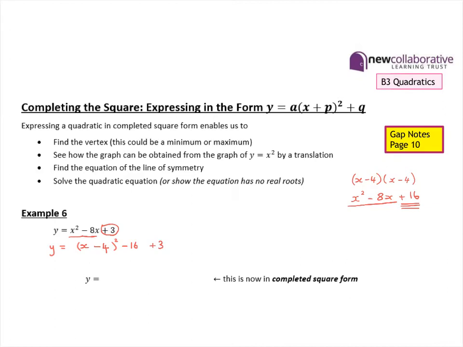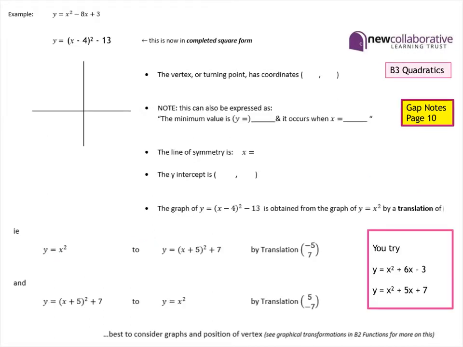And so we end up with y equals x take away 4 squared, subtract 16, add 3, which simplifies to x take away 4 squared take away 13. And this is now in what we call completed square form. It's in the form that was mentioned here at the start of this video. As we've already mentioned, the completed square form of a quadratic function is extremely useful. We can see several things from it.